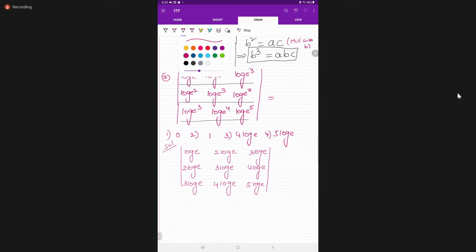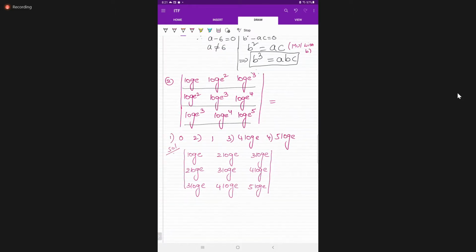Now, we can take common column wise or row wise. See, row wise log e is common, and column wise also log e is common. I am taking row wise common. First row, 1 log e is there. Second row, 1 more log e. Next, third row also take out common log e. Totally common, tell me: log e whole cube, students.